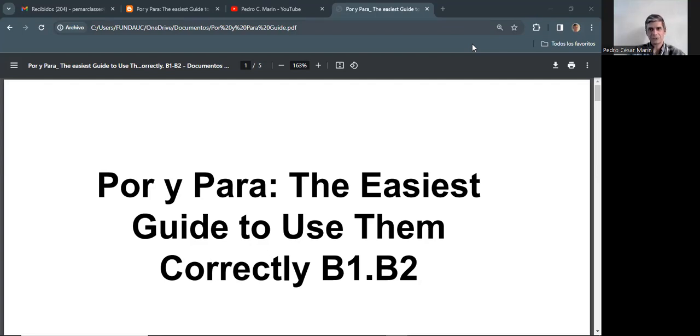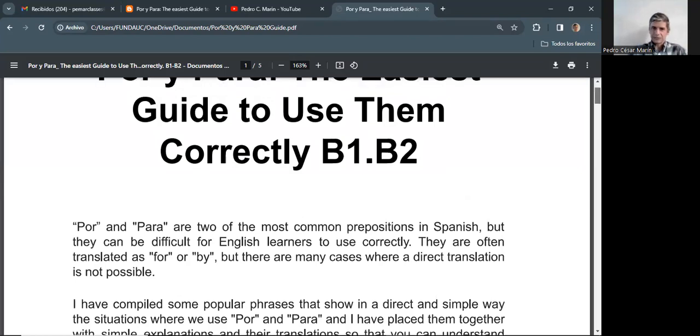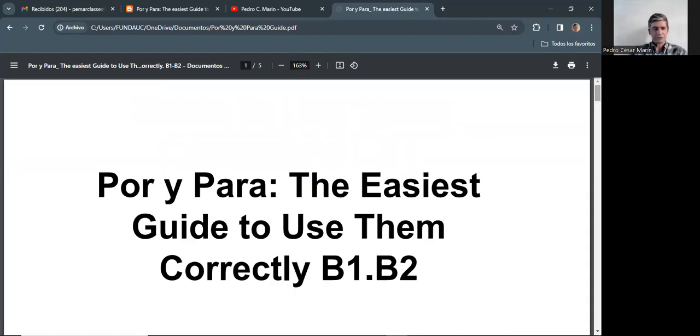Today I'm going to talk about por y para. Yes, these two are sometimes difficult to use because they might have different translations according to what they're doing in the sentence. In other words, we cannot say that the verb comer, usually translated as eat, comer, eat.